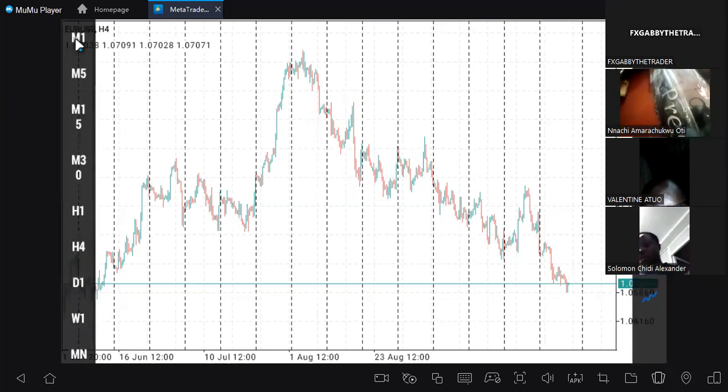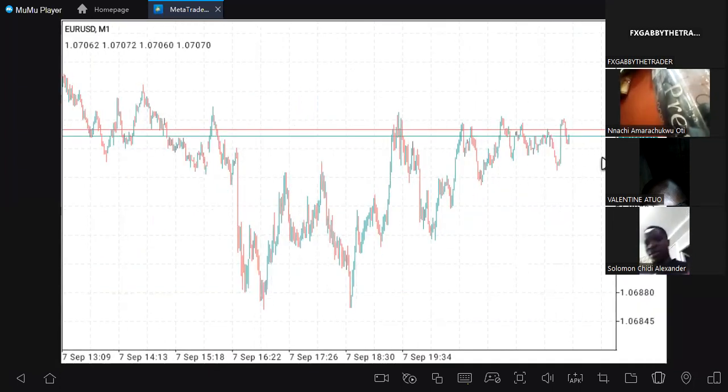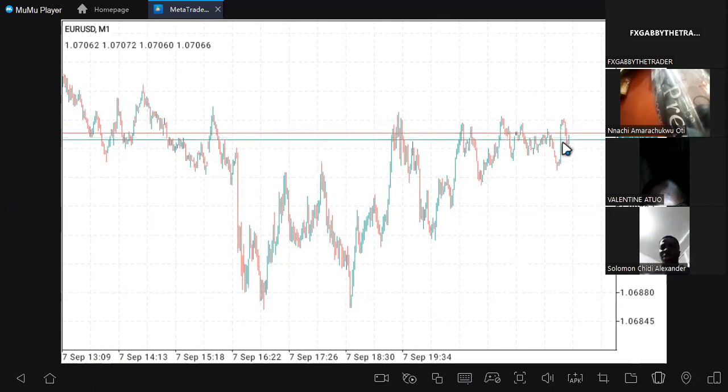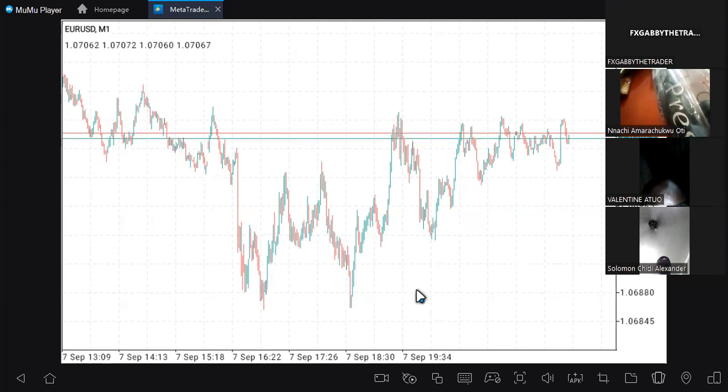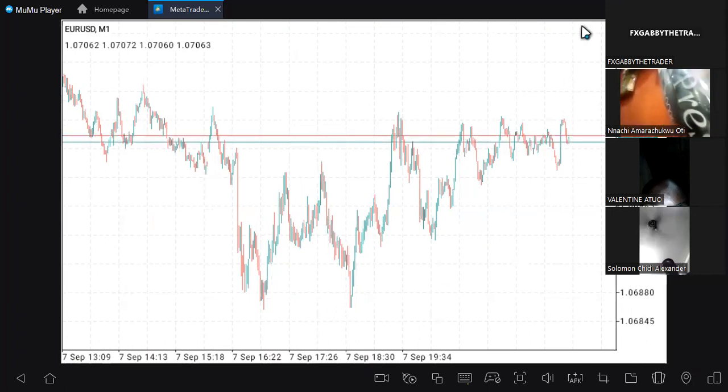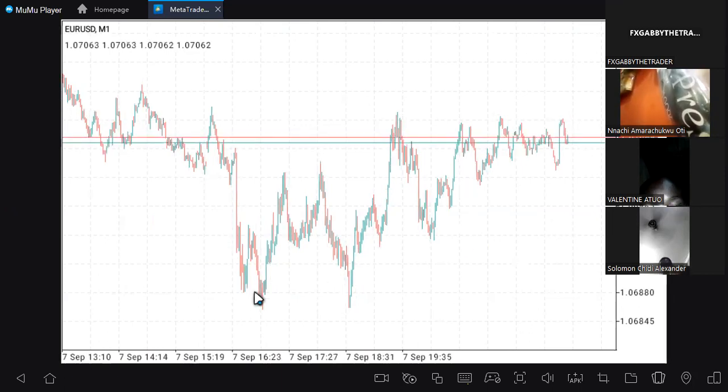Like if I set this time frame to 1 minute, that means in a few minutes, the market will either come back to this place or will keep going down. And the faster you get, the faster you can be trading. But you don't want to be trading every 1 minute.